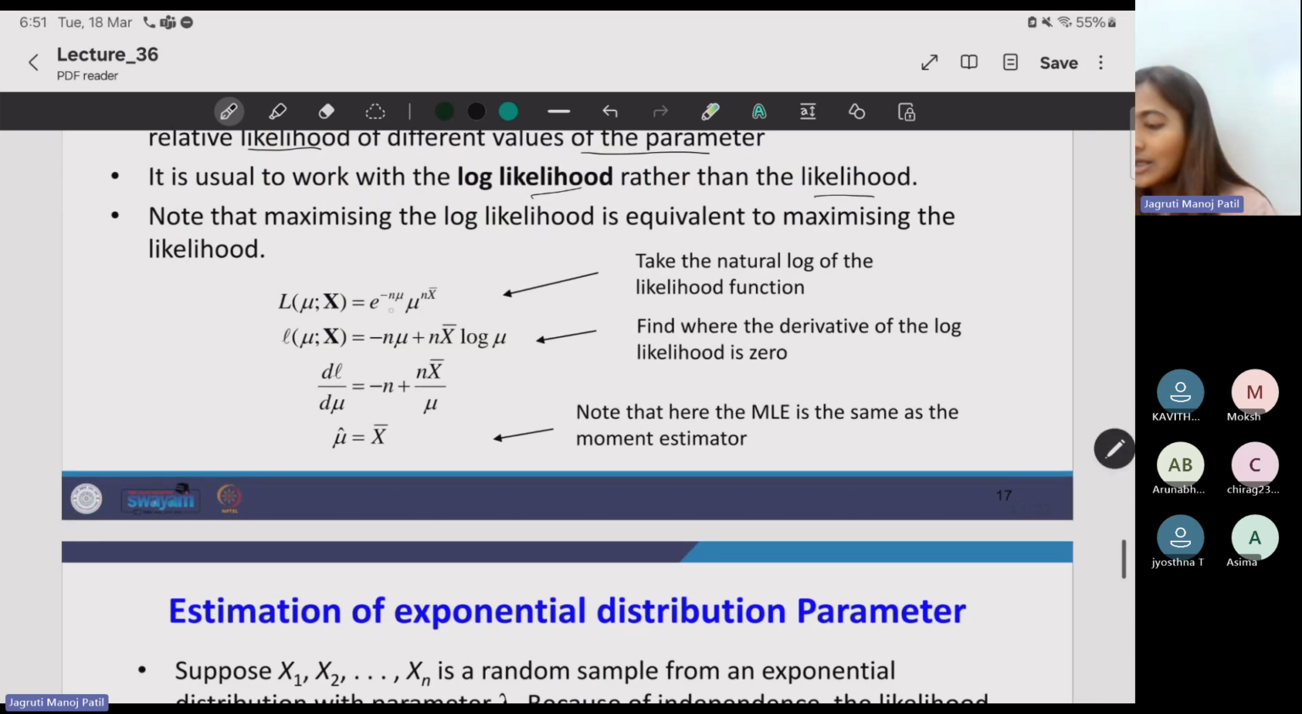So what we do is e raised to n mu, mu raised to n x bar. You take the log of it. So this would be minus mu ln e, so that would be minus mu. The exponential will come directly outside. This will also come. You have log mu.